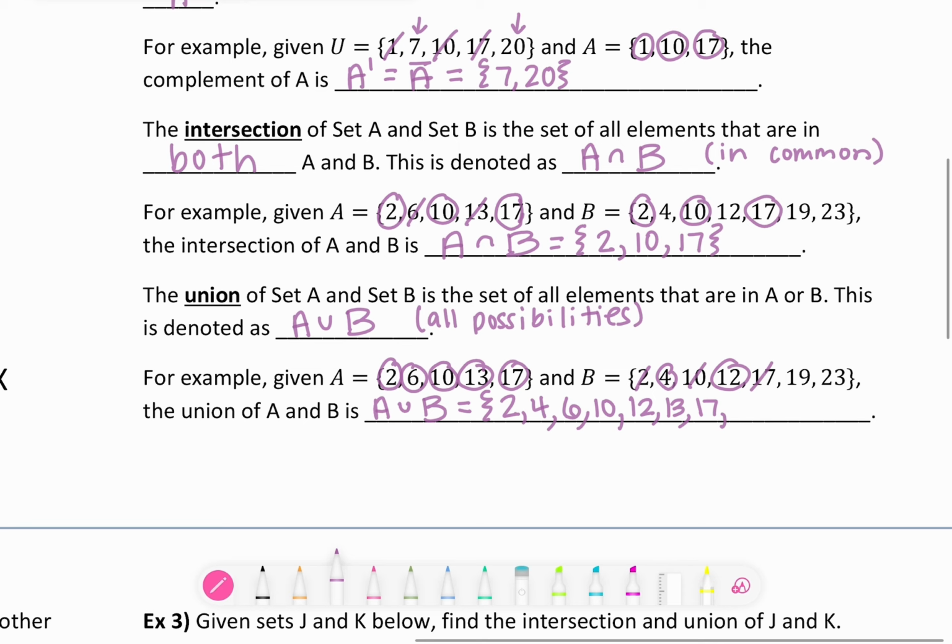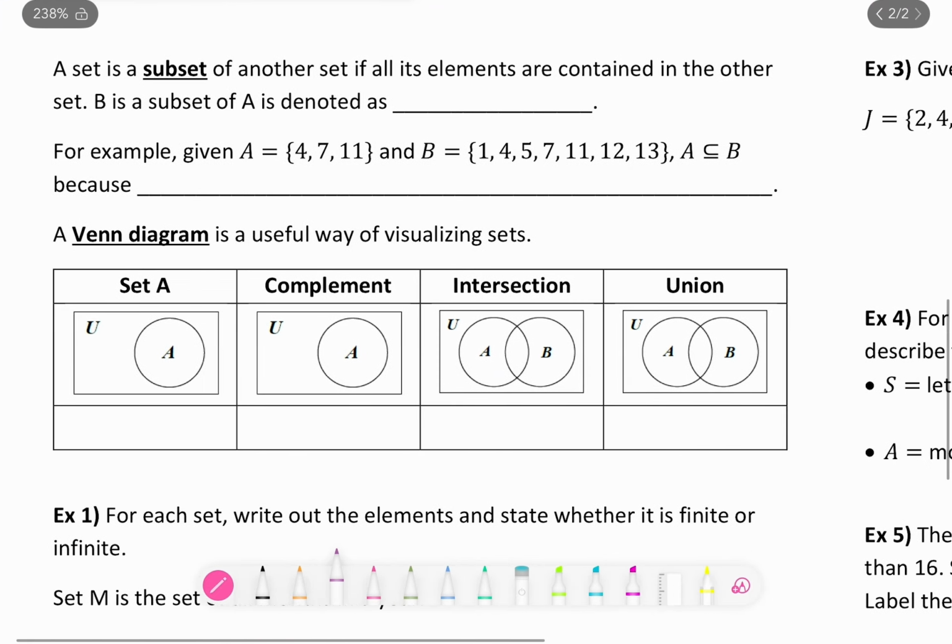There's no 18. There's a 19 in B. And then there's a 23 in B as well. No other numbers in between 19 and 23. So those are all the numbers that show up in either set. It's all the possibilities. All right, continuing on, we have a subset.